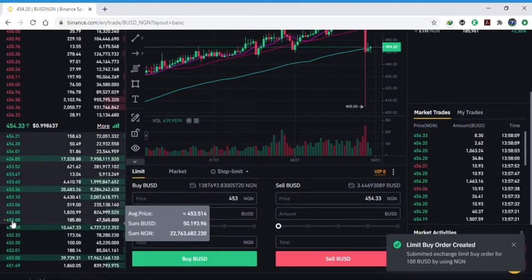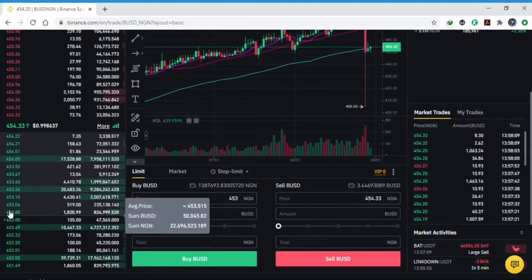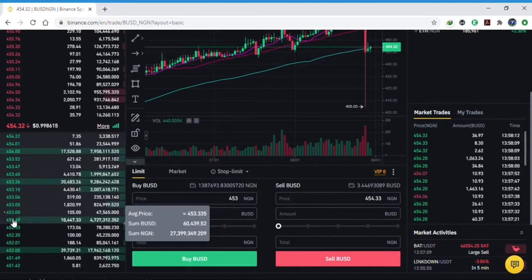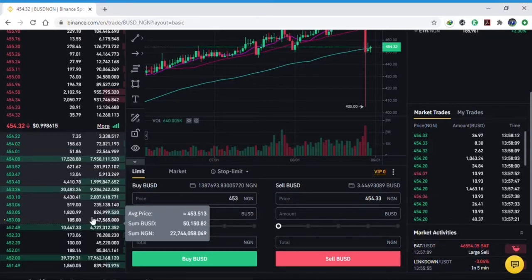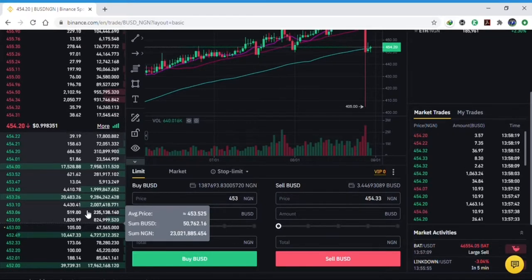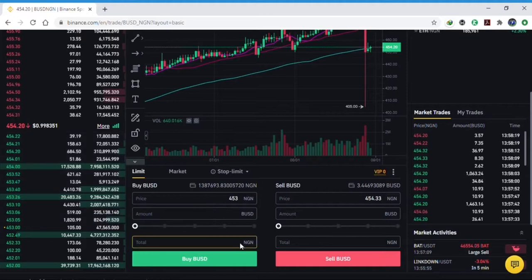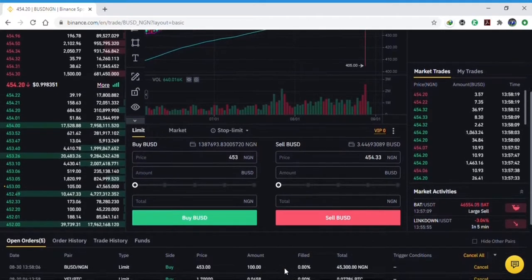You can see my order. I mean, there are two orders. There's another order, but my order is here. The 100 is my order shown on the order book. So I've put a limit order, and the same way you can sell your BUSD for Naira on the sell panel. I'm going to cancel this and show you.